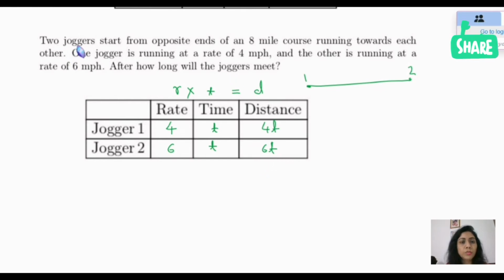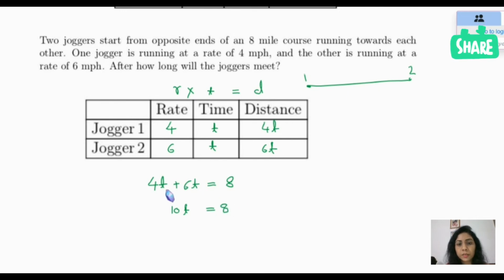Now again read. Two joggers start from opposite ends of an 8-mile course running towards each other. Means here total distance is 8 miles. So 4t plus 6t equals 8. Total distance. He covered 4t and he covered 6t, so total 8 miles. Okay, so this is 10t equals 8.